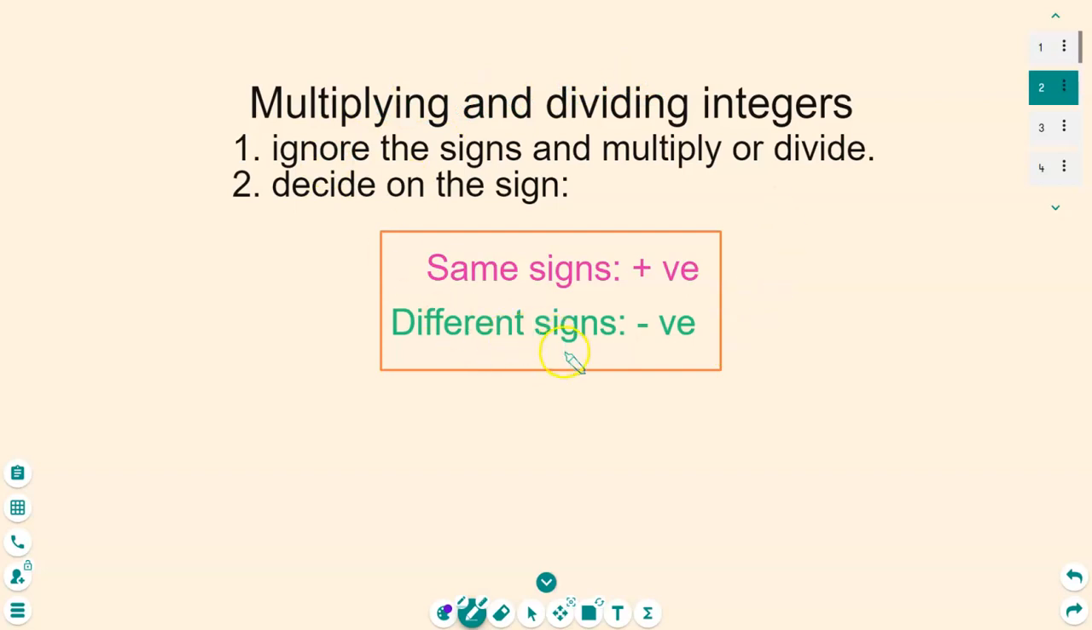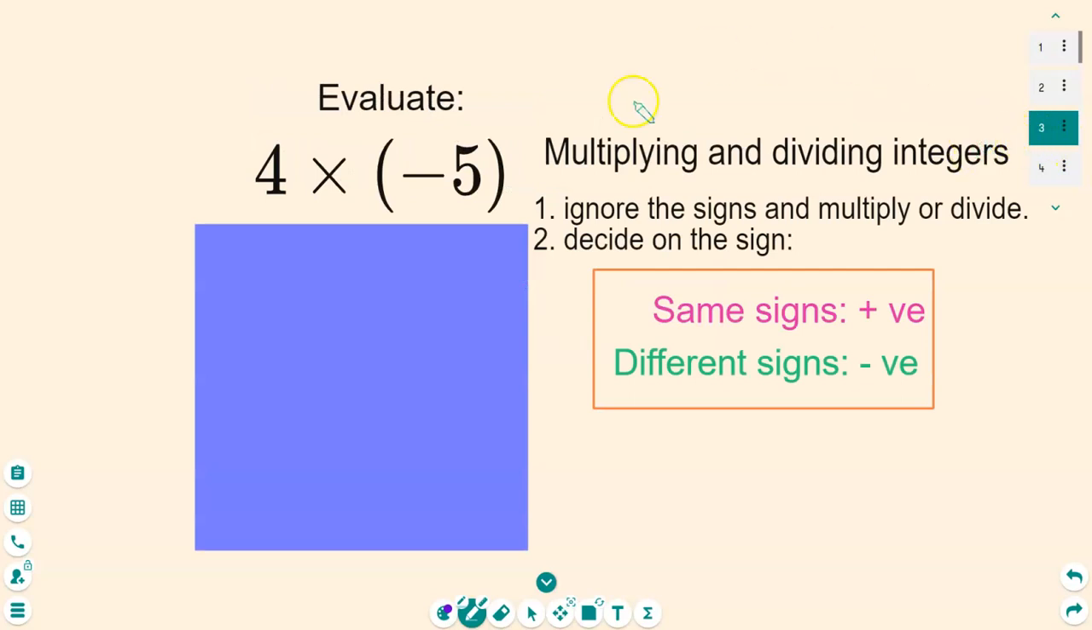This is the general rule that I want us to follow with multiplying and dividing integers. We first ignore the signs and multiply or divide, and then we decide on the sign. This is the thing I want you to lock in your head: same signs positive, different signs negative. And it will make sense soon. I've got this little process posted here, and let's try it out.